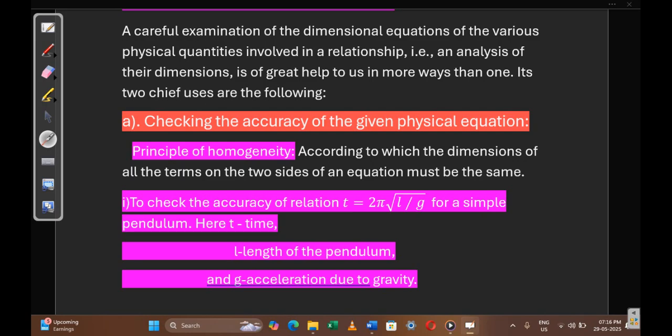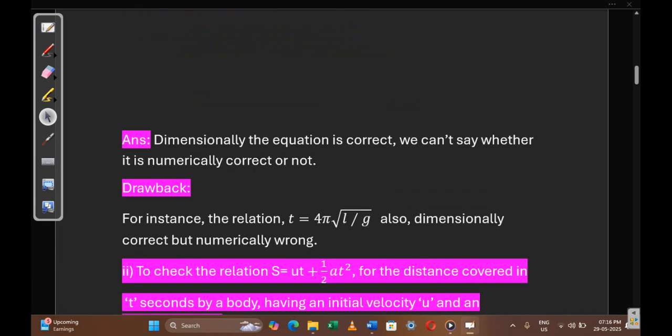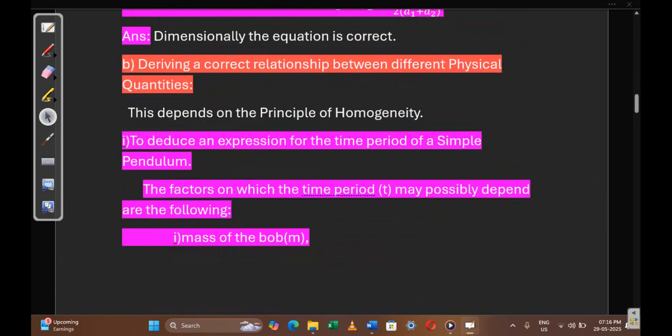So in our last section we discussed the accuracy of a given physical equation. Now let us check deriving a correct relationship between different physical quantities. Deriving a correct relationship between different physical quantities depends on the principle of homogeneity.